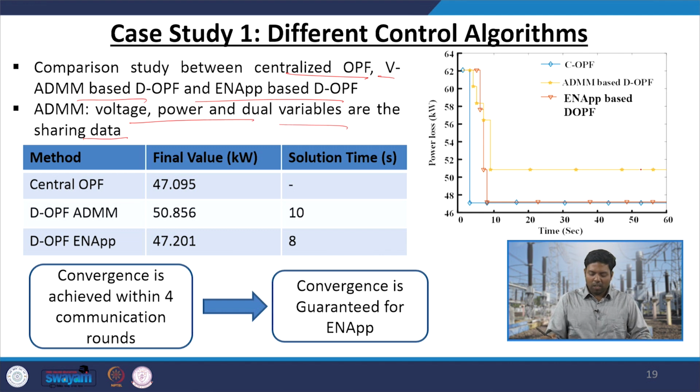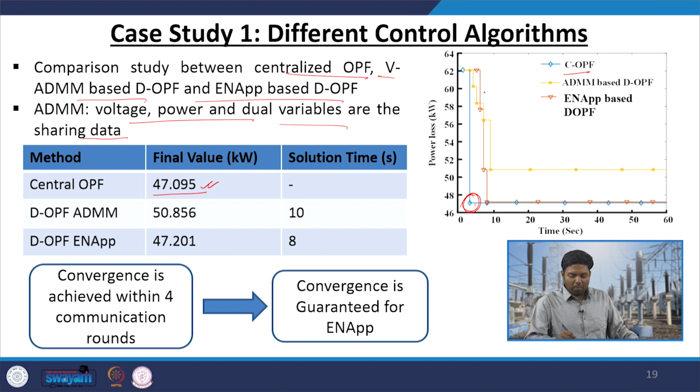So, this is the convergence plot. You can see that obviously the COPF will give you the convergence fast. We do not take the solution time for it, because normally it is a one-shot solution, not an iterative process. But the final loss value in kilowatts is noted, which is actually your optimal solution. So, we will see whether ADMM or NAP is obtaining that solution or not.